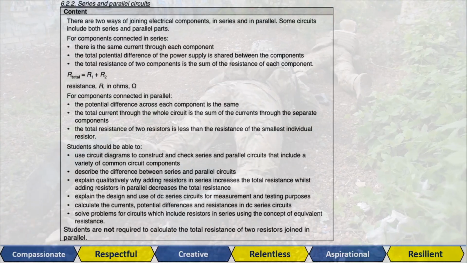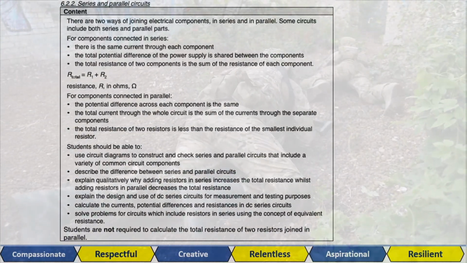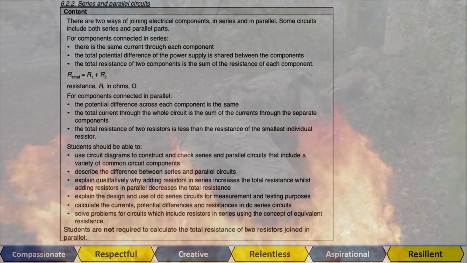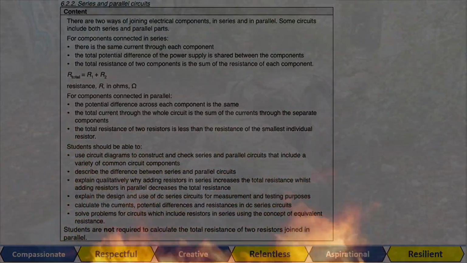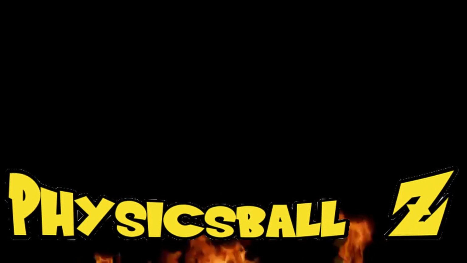Will our heroes be able to describe the differences between series and parallel circuits, or will they find the whole situation too shocking to handle? Find out in today's episode of Physicsball Z.